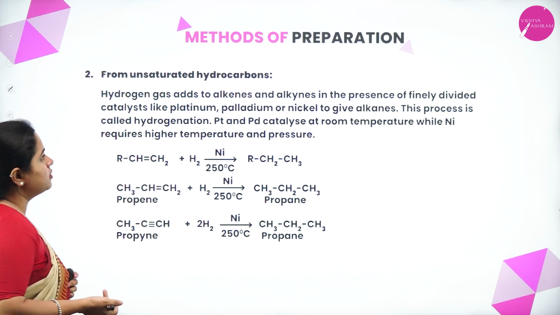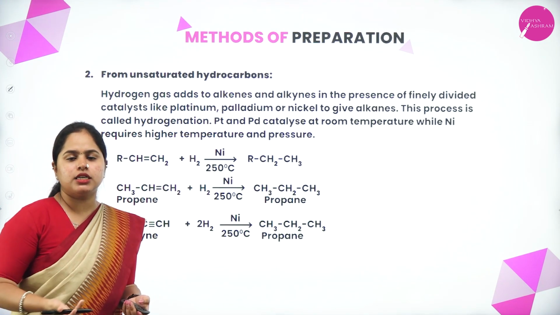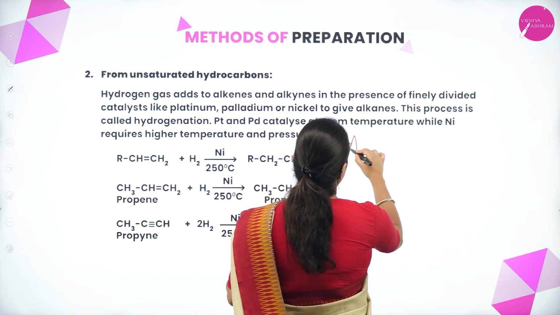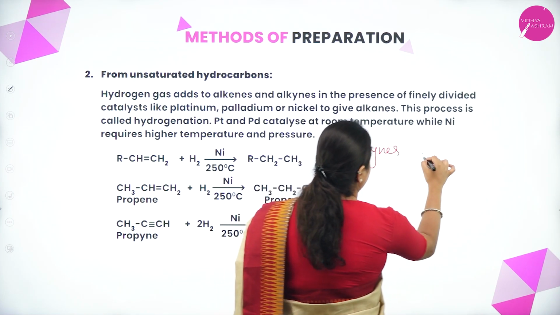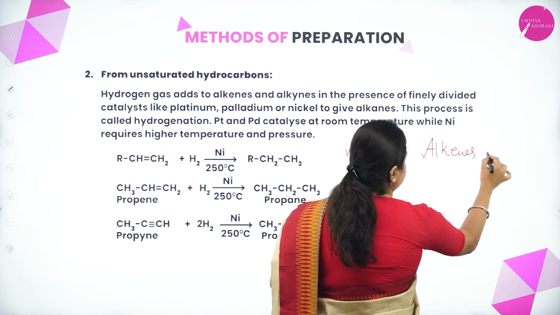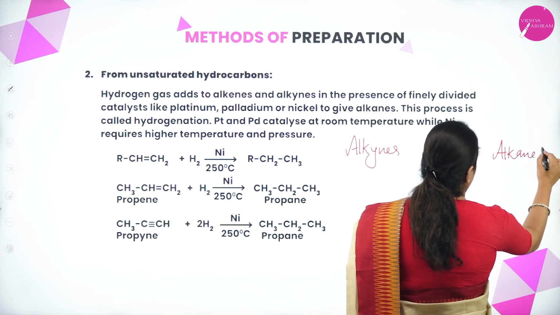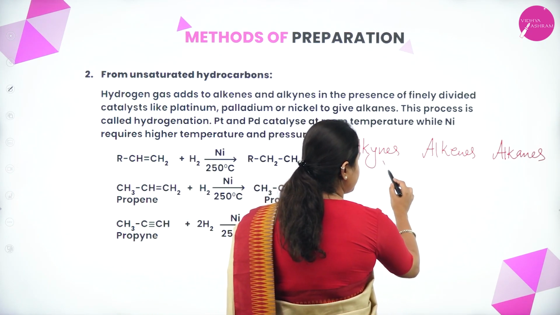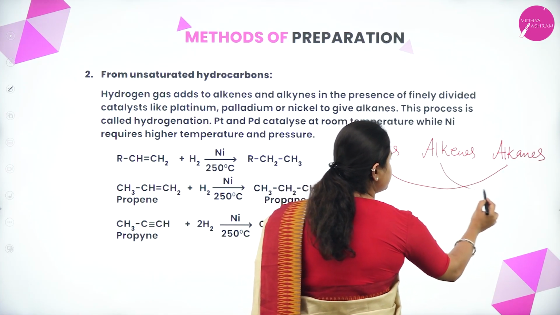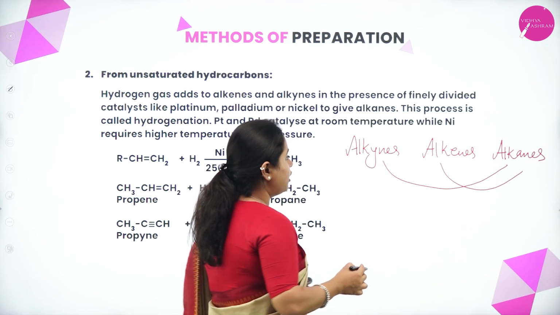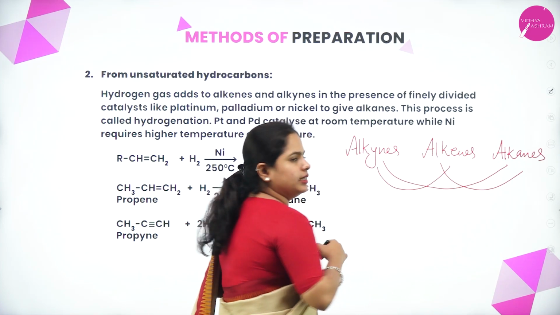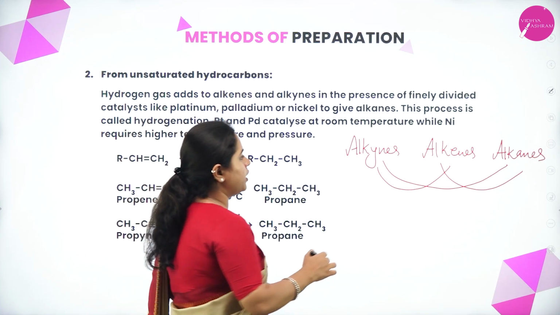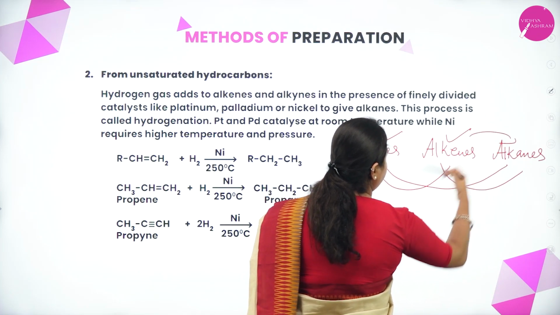The next one is from unsaturated hydrocarbons. Unsaturated hydrocarbons means from alkenes and alkynes, we can prepare alkanes. What you have to remember is, you have alkynes, alkenes, and alkanes. Alkynes are the highest one, containing a triple bonded system. From alkynes you can prepare alkanes, from alkenes you can prepare alkanes, and from alkynes you can prepare alkenes. So from the higher one you can prepare the lower ones. Now we are going to study how from alkynes and alkenes we can prepare alkanes.